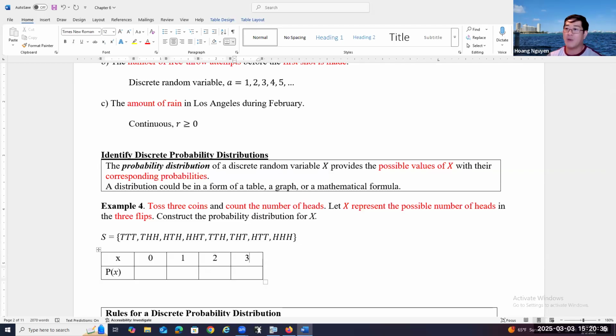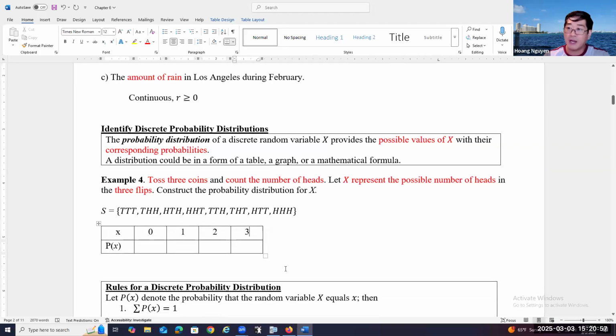So the possible values of heads in the 3 flips could be 0, could be 1, could be 2, could be 3. The maximum is going to be 3 because we only do 3 flips. So maximum we might have 3 heads in a row. So those are the possible values of the random variable x. Now that we have the possible values of the random variable, we need to show the probability.